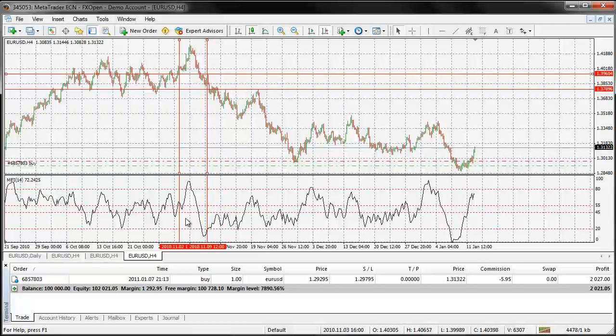Alright, so we've had our entry, which was right here at that point, so let's move that over to our entry point. And then we've got our exit when the MFI line comes under the 20 and then comes back up above, and that's where we go. That's where we close our trade.